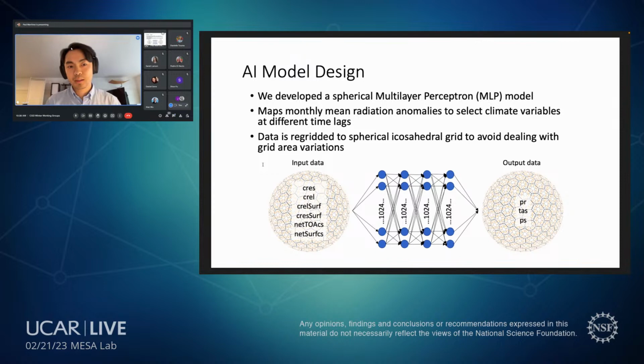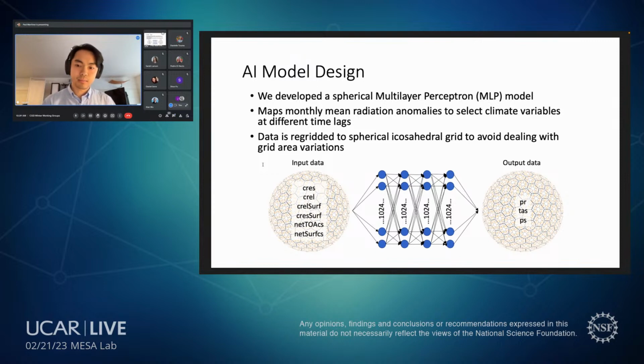So the AI model that we used, or rather our colleagues at Park created, is a spherical multi-layer perceptron model. And what it does is it emulates a regression model that maps from monthly mean radiation anomalies. So here we're using cloud shortwave and longwave anomalies, as well as clear sky anomalies at the surface and top of atmosphere. And then it maps those anomalies to anomalies in selected output variables. So here we've chosen precipitation, surface temperature, and surface pressure.